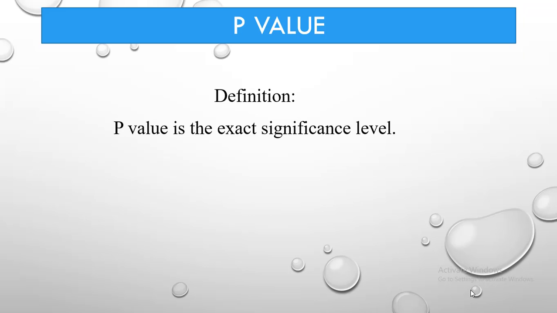So the definition of the p-value is the exact significance level. What do you mean by this? Actually, I explain this on the next slide as well. There is a relationship between p-value and alpha level.